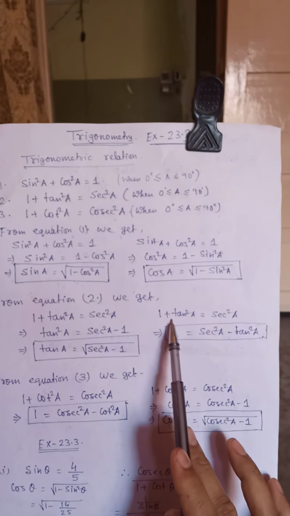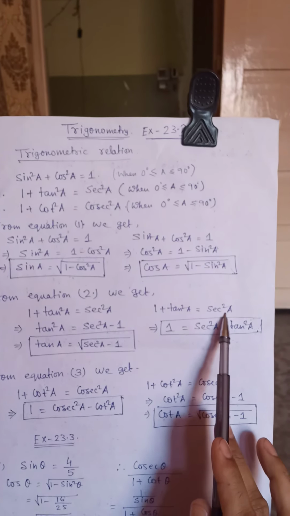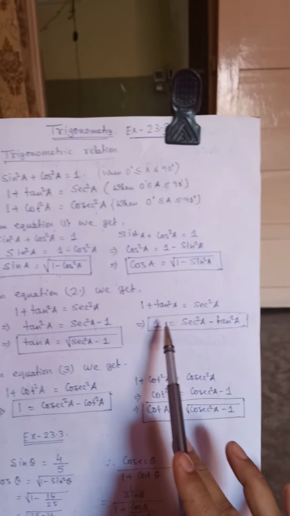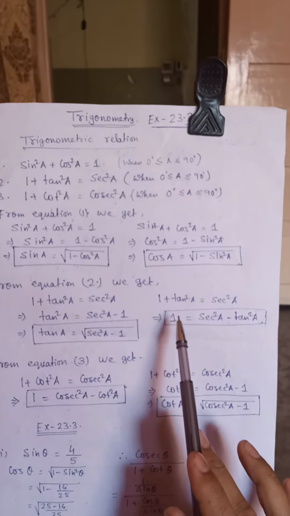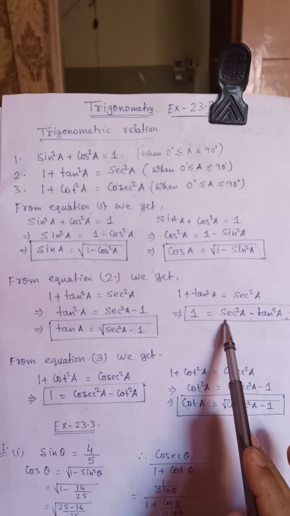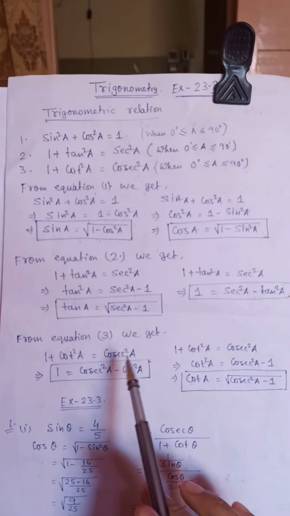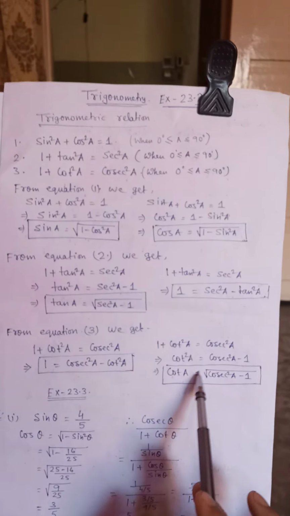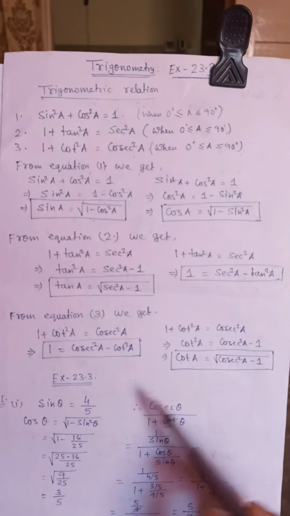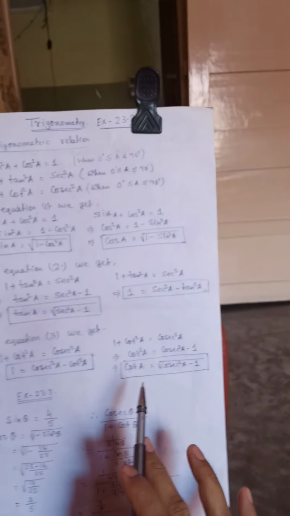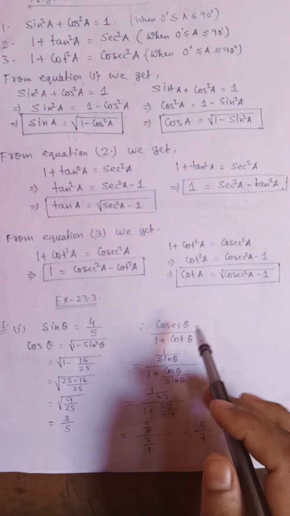Similarly, 1 plus tan square A equals sec square A. So 1 equals sec square A minus tan square A. Again, one more formula we can derive. I have not written it here: sec A equals root over 1 plus tan square A. In the same way, we can derive from equation number 3 many other formulas that you will try to understand yourself. I think you don't have any problem in understanding this derivation of formulas. Now come to the sums.